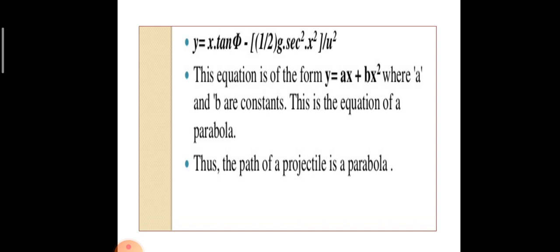The above equation for y is in the form y is equivalent to ax plus bx square, where a and b are constants. This is the equation of a parabola. Thus, we can say the path of a projectile is a parabola.